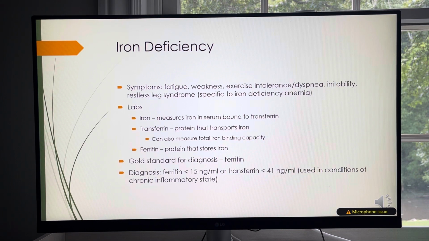If you have a patient whose ferritin level is less than 15, you can diagnose that patient with iron deficiency anemia. Now, one caveat to that. Chronic inflammatory states, like say RA or lupus, will throw off the ferritin levels. So if the patient has an autoimmune disease or is in a chronic inflammatory state, say they have polymyalgia rheumatica, then order the transferrin and use the transferrin to diagnose iron deficiency anemia. Otherwise, ferritin is pretty much your gold standard.